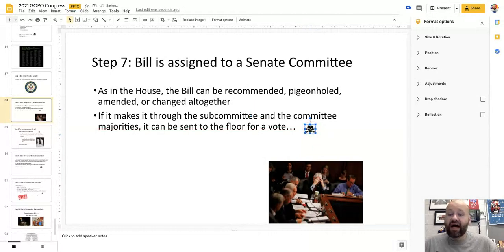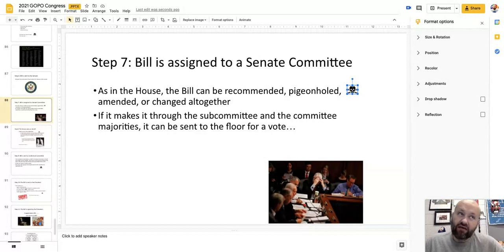And we have, just like the House, it's going to go down to committee. It's going to go to subcommittee. And in the subcommittee, they're going to do markups. And then after that, it's going to go to the whole floor for a vote. But please remember, my guys, they can pigeonhole it. They can just say no, and it's dead.